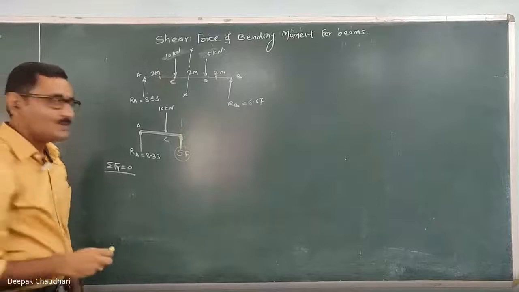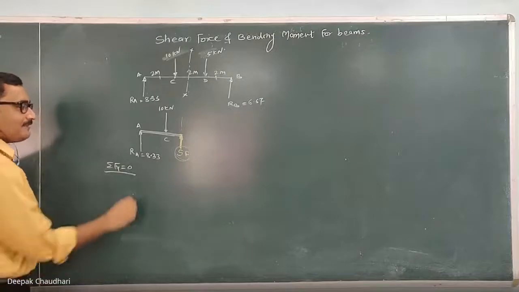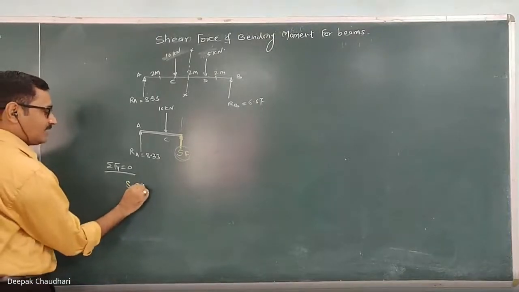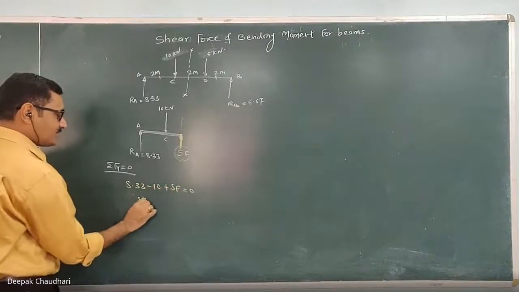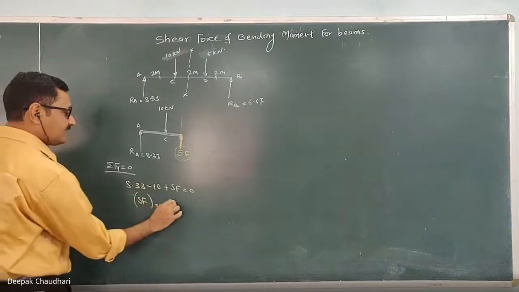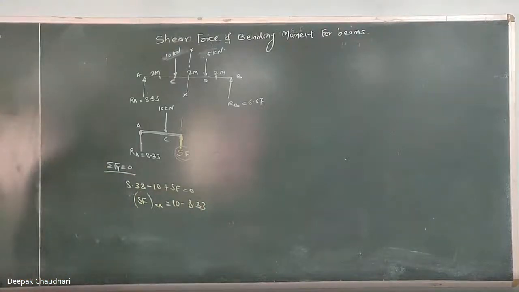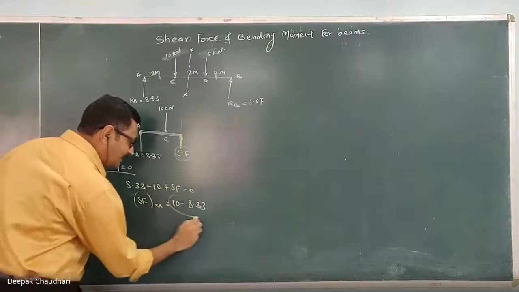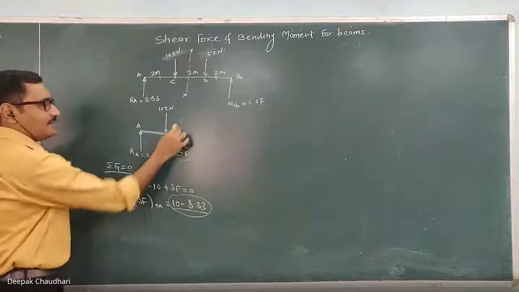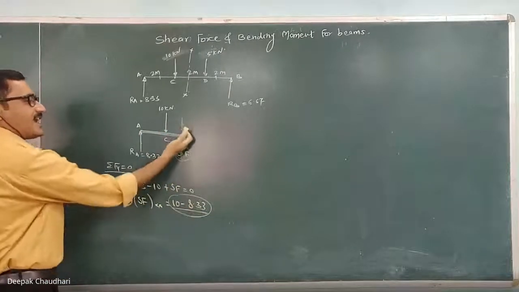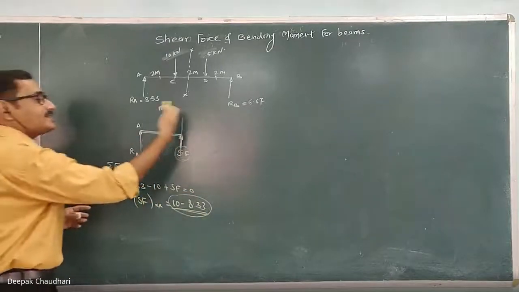Okay. Now, if I want to calculate this shear force, here again I can use this summation of Fy equal to 0. So I will get 8.33 minus 10 plus shear force is equal to 0, which means the shear force at this section XX is equal to 10 minus 8.33. Isn't it? Okay. So to calculate the shear force at any particular section, I have to take the algebraic summation of the vertical forces on any one side of that section.